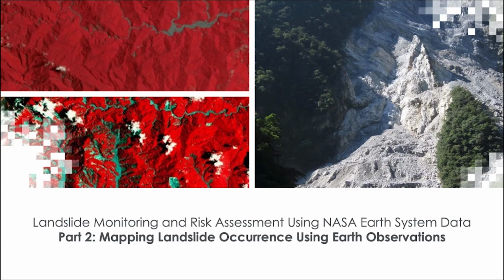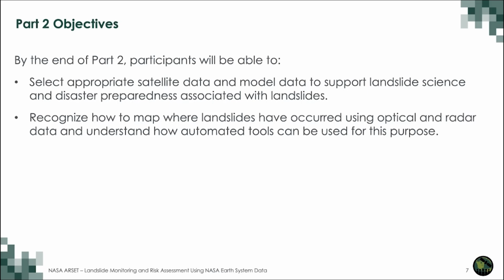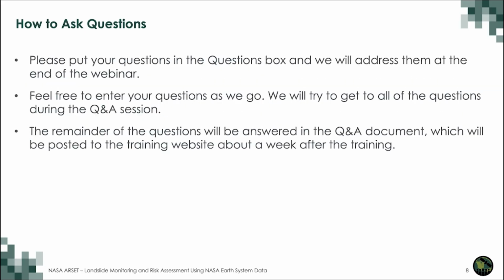Part 2 of the training is focused on mapping landslide occurrence using Earth observations. By the end of Part 2, participants will be able to select appropriate satellite data and model data to support landslide science and disaster preparedness associated with landslides, and recognize how to map where landslides have occurred using optical and radar data, and understand how automated tools can be used for this purpose.